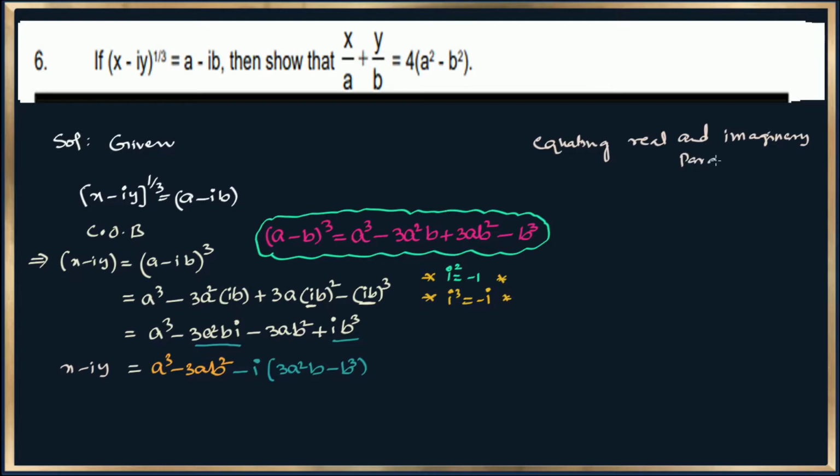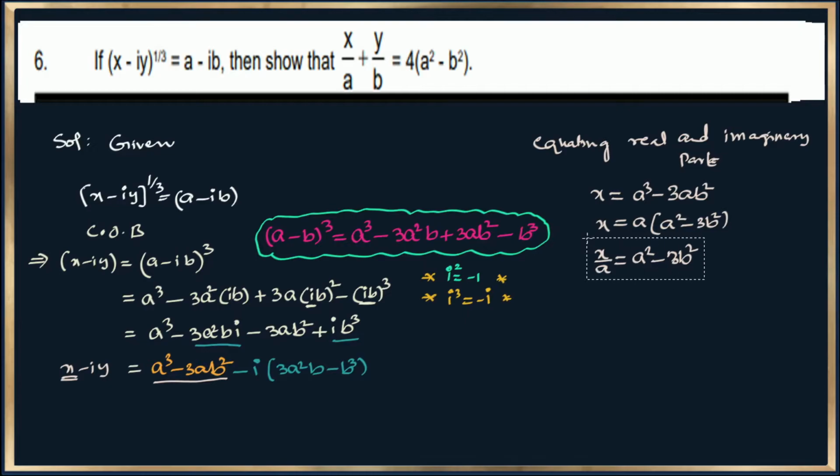If you equate both sides' real and imaginary parts, first I am equating the real part with the real part. So x is a cube minus 3ab square. From this we can take one a common. After taking a common, a square minus 3b square remains. From this we can make x by a the subject. Then what about x by a? That is a square minus 3b square. The value of x by a is a square minus 3b square.